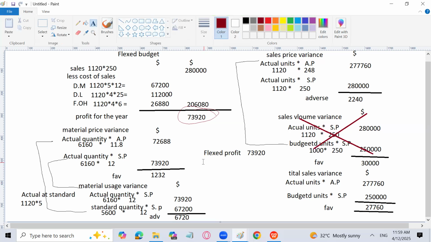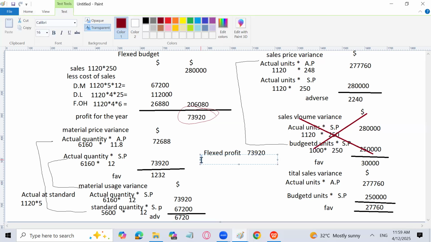So flex profit, now sales price variance, if you see, it is adverse, so it will be subtracted. Sales price variance goes in bracket, 2240. Then we have material price, then material usage. Let me write it down first. Then we have labor rate, then labor efficiency. I told you that sales volume variance will not be taken into account. Then we have overhead expenditure.